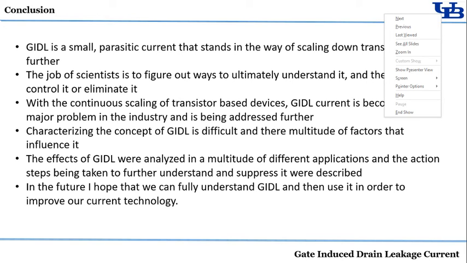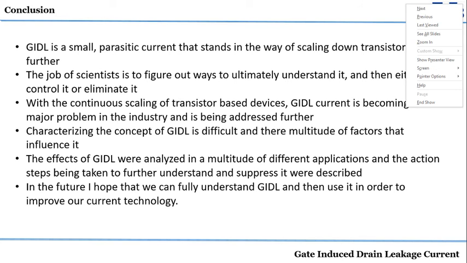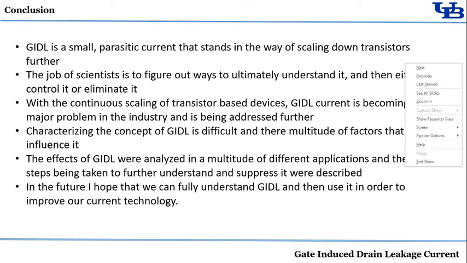In conclusion, GIDL is a small parasitic current that stands in the way of scaling down transistors further. The job of scientists is to figure out ways to ultimately understand it and then either control it or eliminate it. With the continuous scaling of transistor-based devices, GIDL current is becoming a major problem in the industry and is being addressed further.